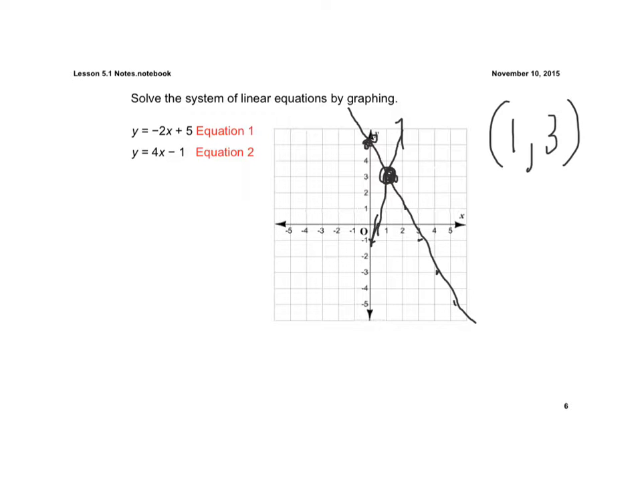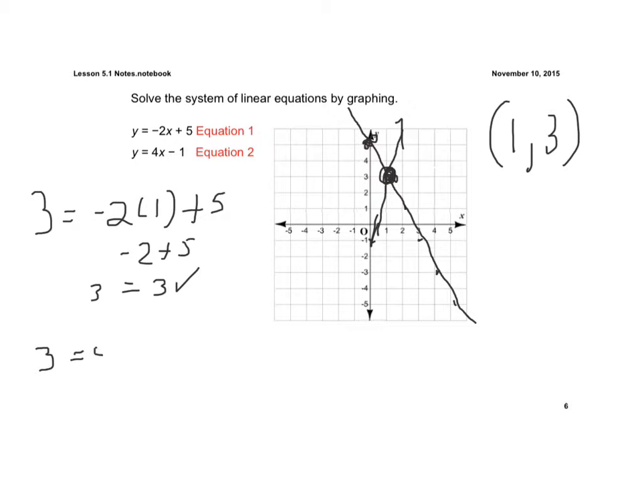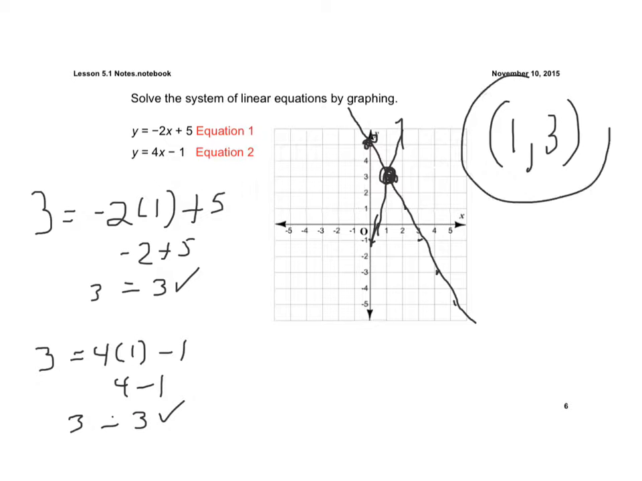So again, we'd substitute 3 in for the y, and negative 2 times 1 plus 5. That gives me negative 2 plus 5 is 3. 3 is equal to 3, and that checks. And now I go again the same. 3 is equal to 4 times 1 minus 1. 4 minus 1 is 3. 3 is equal to 3, and that checks. So the solution we found of (1, 3) makes both of these equations true. So this is the solution to that system.